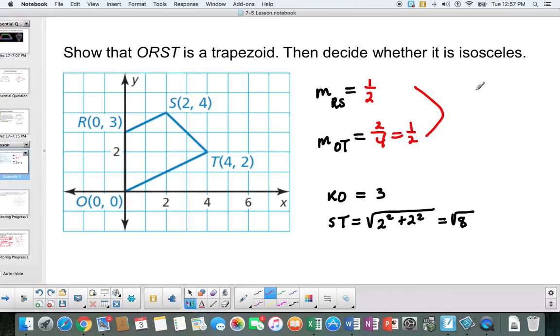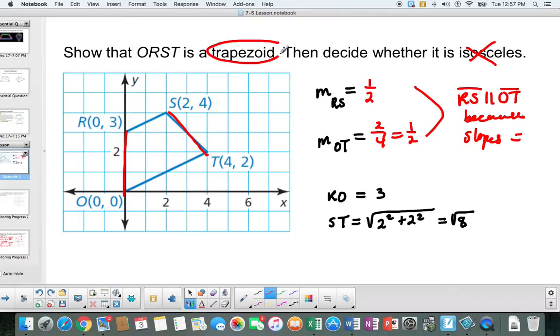Now these slopes are equal, so this tells me that these are parallel because the slopes are equal. Now I'm going to find the distance of this leg, which is 3, and I'm going to find the distance of this leg using the distance formula, and that's √8. Notice they're not the same, so this is not an isosceles trapezoid, but it is a trapezoid. So ORST is a trapezoid.